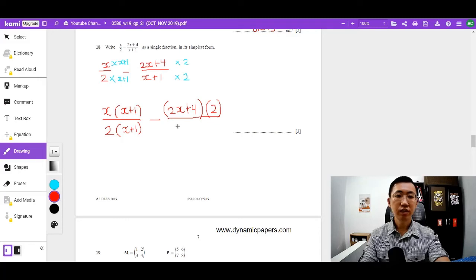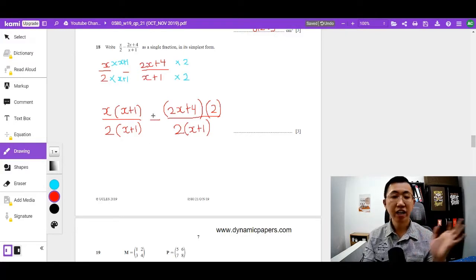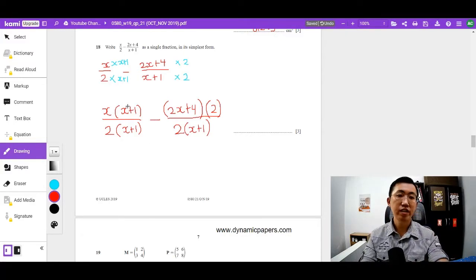Over. Now here you try to copy exactly the same as the denominator over here. Okay, so I'm going to write 2 first, followed by x plus 1, like that. So once you have gotten this right, you can now expand a little bit and combine as a single fraction. So let's expand this.